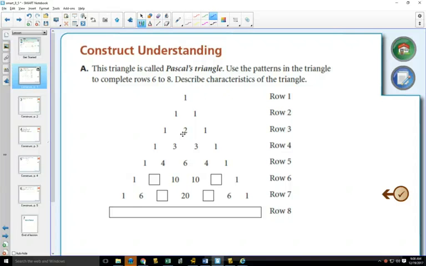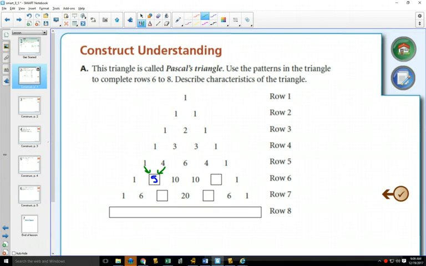All right, how did you do? What number did you get in this spot? A 5. How did you figure out that that was 5? So someone says they did 1 plus 4. Okay? And said that was 5. Anybody find a different way to figure out that it was 5?